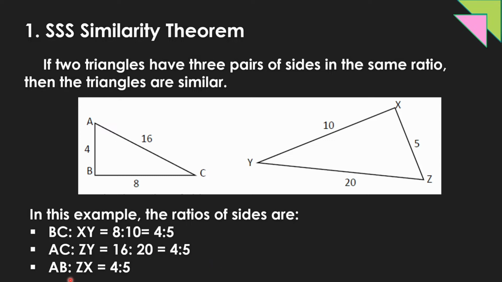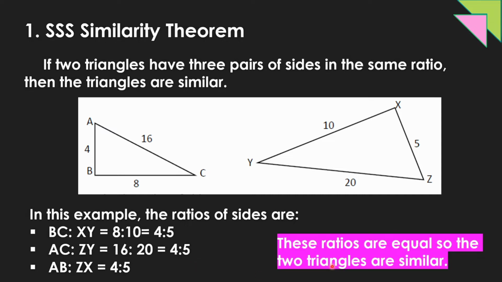Next pair of sides is AB is to XZ. So the measure of AB is 4, XZ is 5. So the ratio is 4 is to 5. These ratios are equal, so the two triangles are similar.